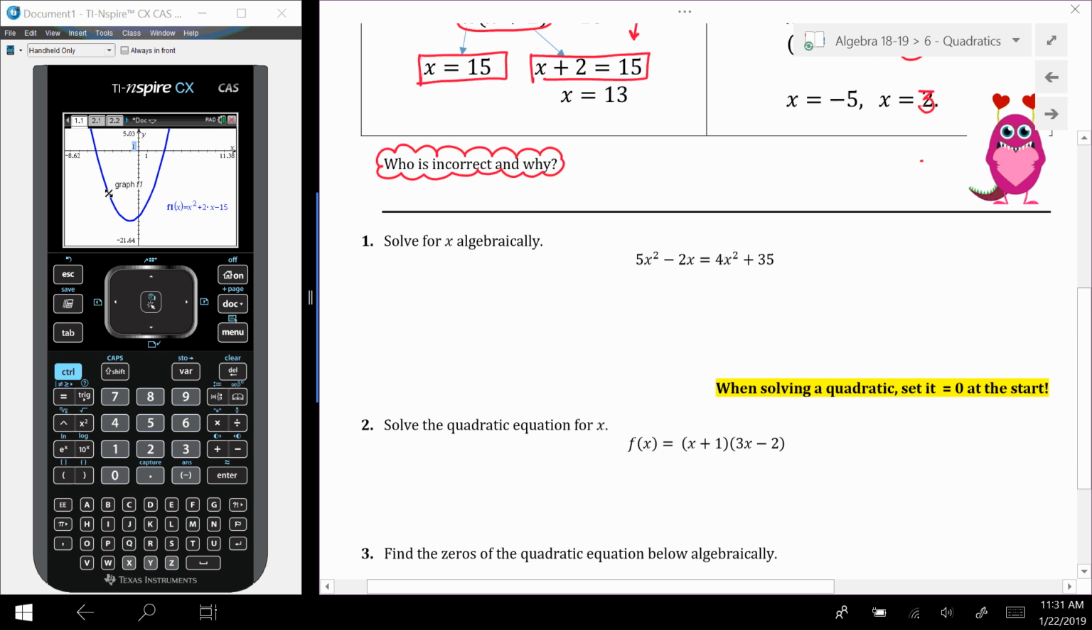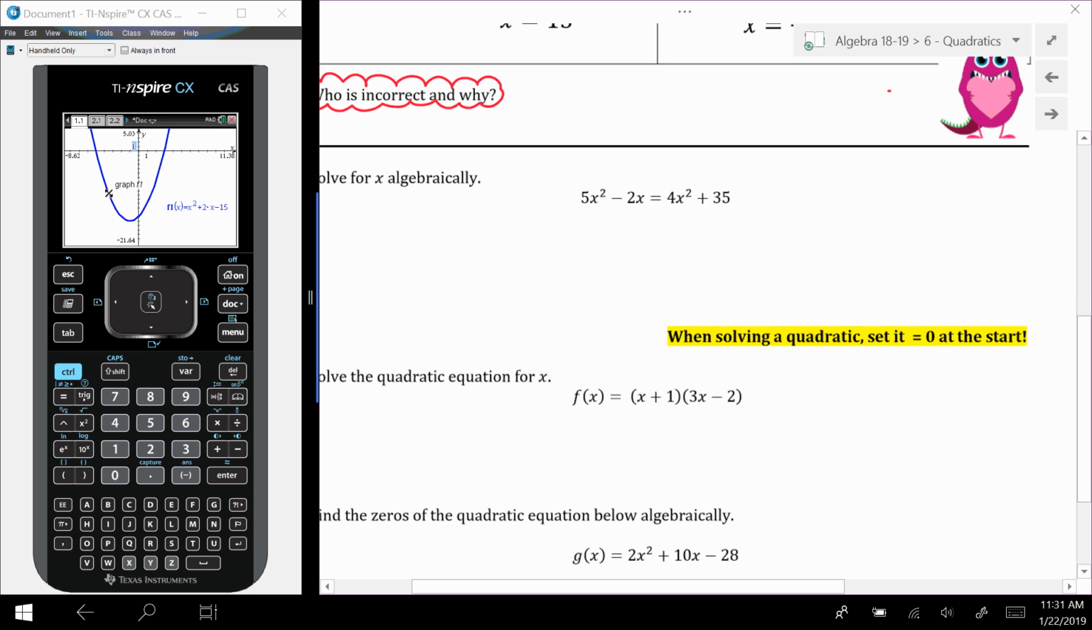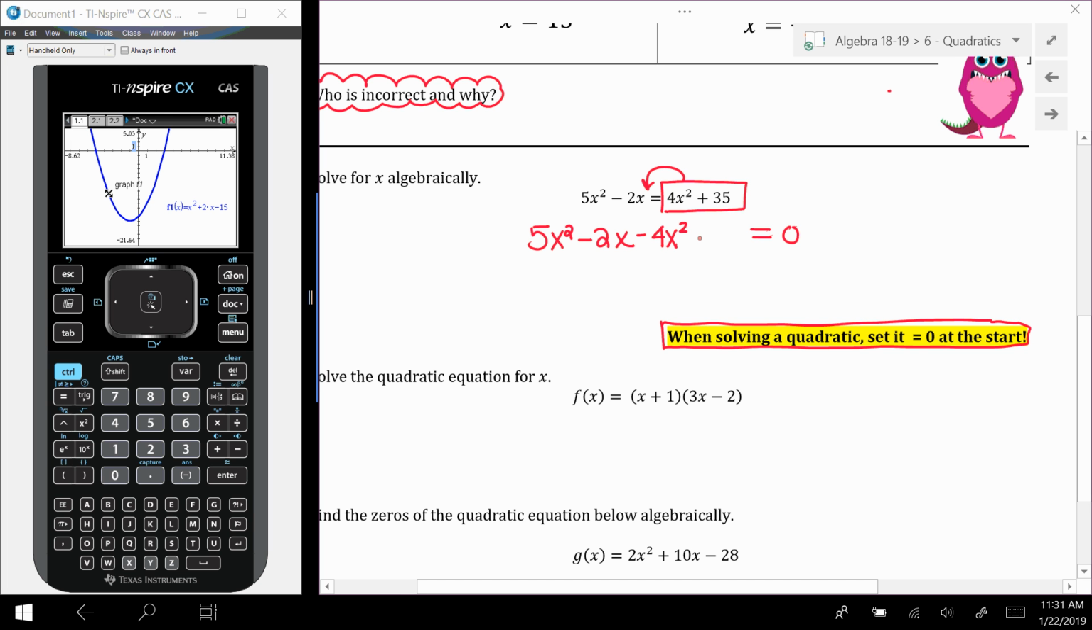It's very important when you're solving a quadratic equation that you remember to set it equal to 0 at the start, meaning we need everything to the left, and then we're going to have equals 0. When I look at this one, we've got 5x squared minus 2x. That's okay because they're both on the left-hand side. I'm going to pick these up and move them to the left. When items change sides of an equal sign, they also change sign. Since both of these were positive, when I moved them over to the left, they both became negative.